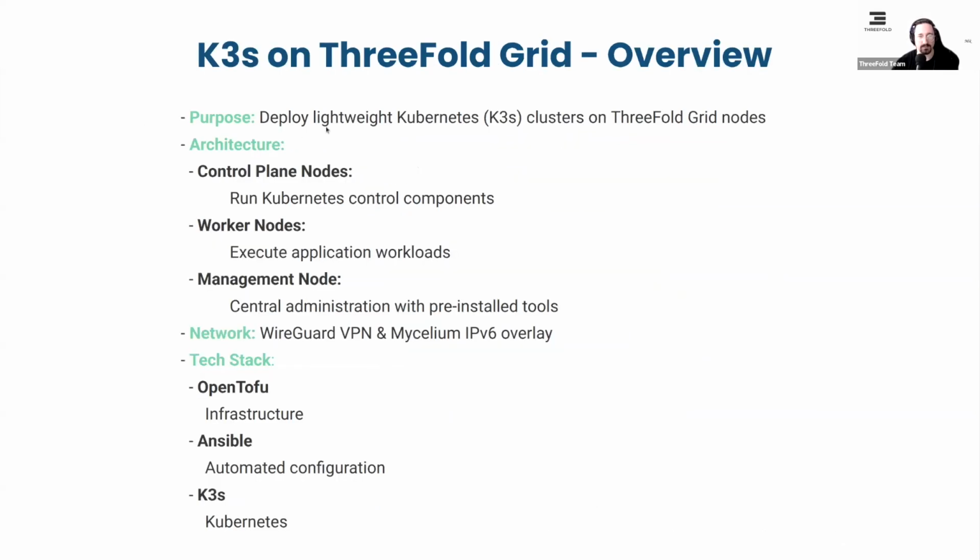So the overview of the deployment: the purpose is to deploy lightweight Kubernetes clusters on the ThreeFold Grid via the 3 nodes. On the architecture side, we have the control plane, with which we run the Kubernetes control components. The worker nodes will execute the application workloads. And then the management node is the central administration with pre-installed tools. The specificity of this deployment is that we're using a management node on the grid itself, in the same form as the other control plane nodes and worker nodes. This has certain benefits in terms of rapidity of execution with the network.